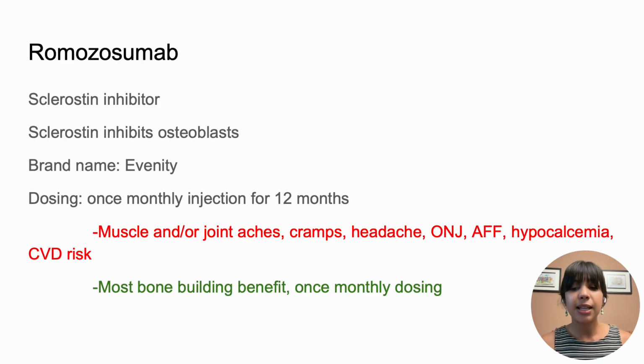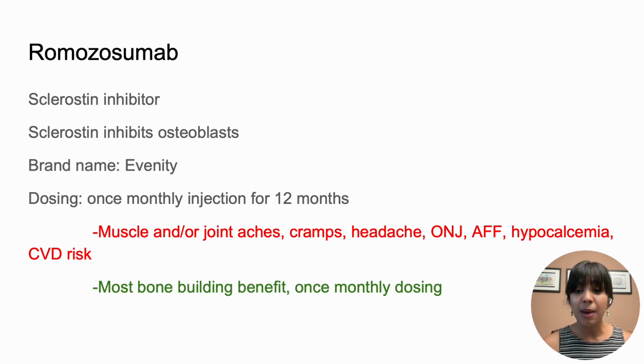Romosozumab. Now we're getting into more complex medications that are used more frequently in subspecialty offices, but we'll touch on some of these. This is a sclerostin inhibitor, and sclerostin actually inhibits osteoblasts, those bone formers. So if you inhibit the inhibitor, you allow osteoblasts to form bone. This medication's brand name is Evenity. It's dosed once monthly for 12 months. Main side effects can be muscle or joint aches, headaches, and muscle cramping. You can also get ONJ and AFF rarely with this, and hypocalcemia.